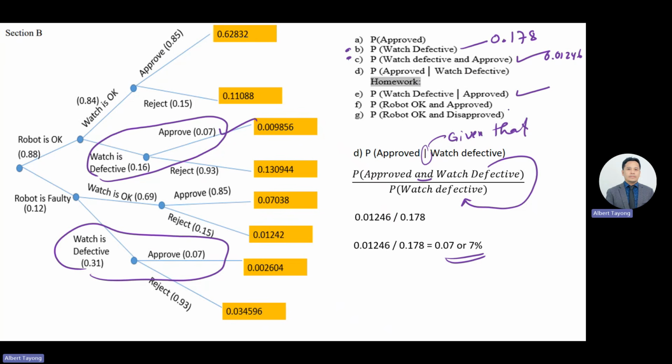I want you to solve this during your free time: letter E, F, and G. You already know how to answer using the examples I gave here, A, B, C, and D. All right, so that's it.